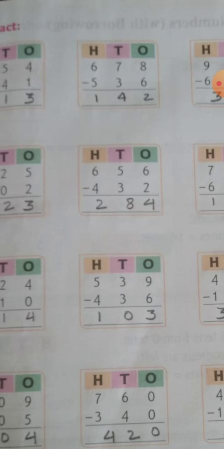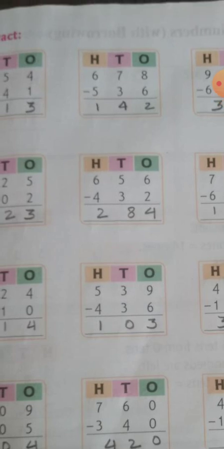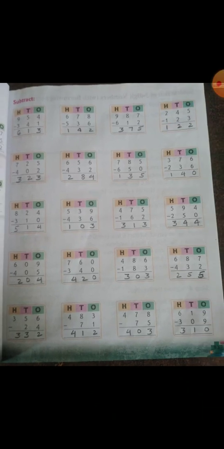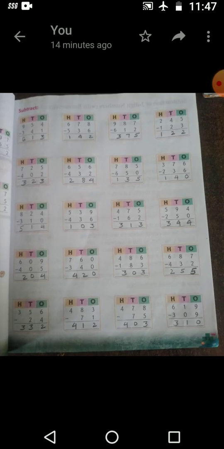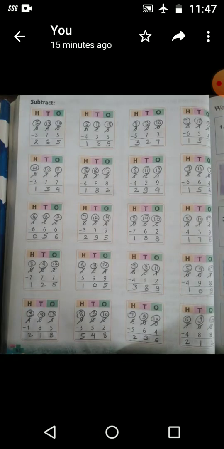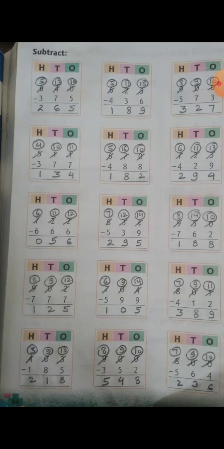678. So, when you subtract 6 from 8, you get 2. When you subtract 3 from 7, you get 4. And when you subtract 5 from 6, you get 1. So, our answer is 142. So, you have to do all these questions in the same way. And now, 3-digit number subtraction with borrowing. So, in this question, you have to subtract 375 from 640.